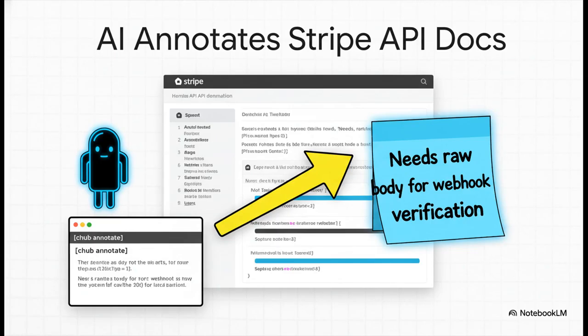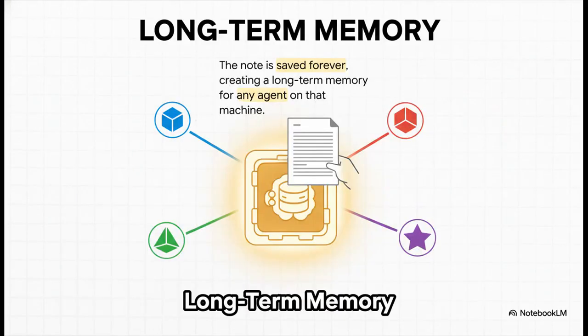Let's use the Stripe webhook example. The agent figures out, hey, for webhook verification, I need the raw body, not the parsed JSON. Instead of forgetting that, it can run this one simple command and save that crucial note right there, attached to the Stripe API documentation on its local machine. And here's the magic. That note is now saved forever. It's officially part of a persistent long-term memory.